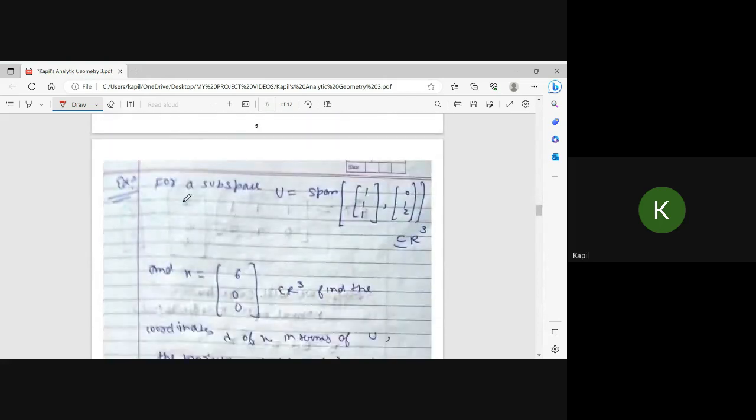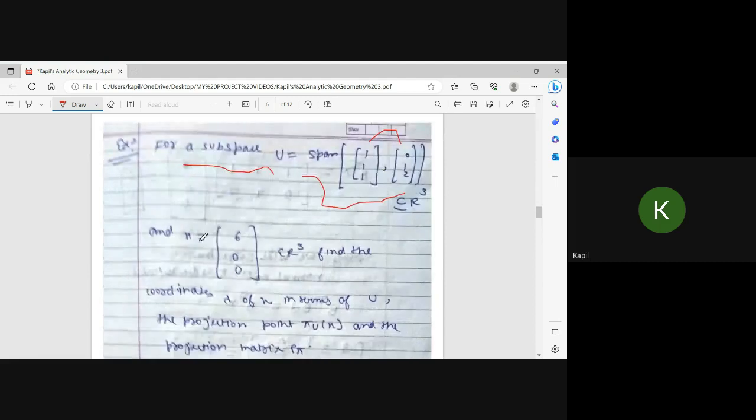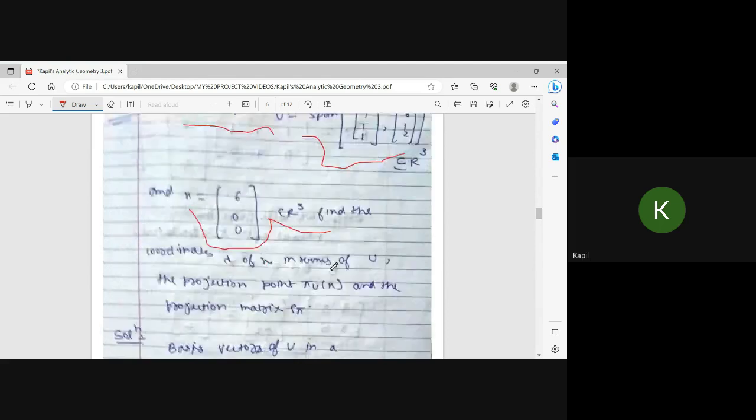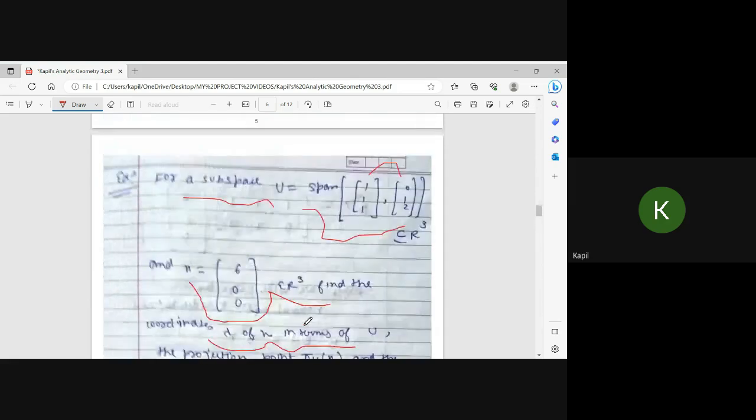So for a subspace U that is the span of these two vectors, if the subspace is the span of these two vectors, then these two vectors become the basis of this U. And let us assume a vector x for which we are going to find the projection. So finding the coordinates lambda of x in terms of U, the projection point Pi_U(x), and the projection matrix, all three things we are going to find.